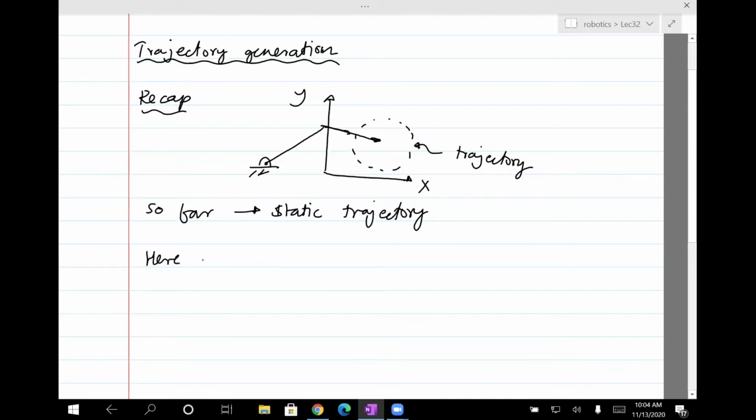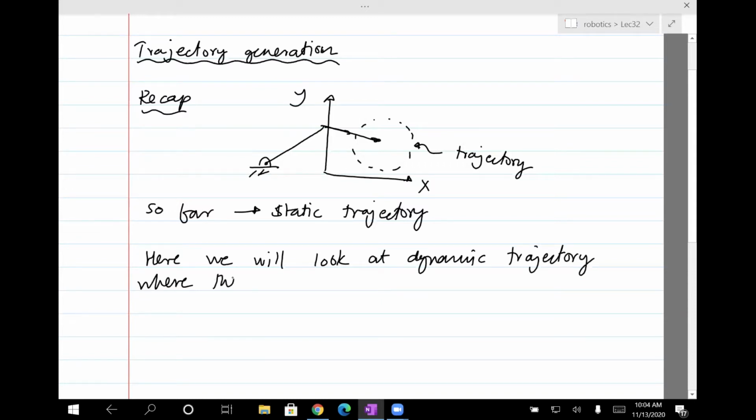So here we will look at dynamic trajectory, where there is x of t, y of t, and z of t. Okay, so that's basically what we are going to do.